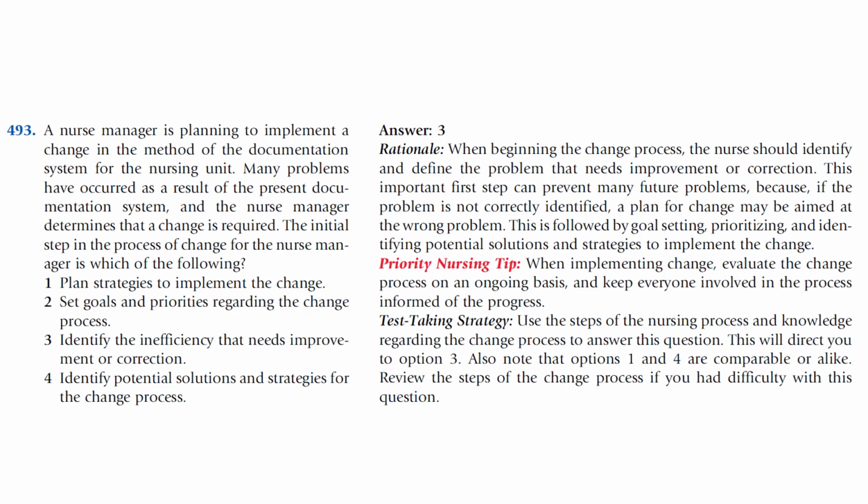Answer: 3. Rationale: when beginning the change process, the nurse should identify and define the problem that needs improvement or correction. This important first step can prevent many future problems, because if the problem is not correctly identified, a plan for change may be aimed at the wrong problem. This is followed by goal setting, prioritizing, and identifying potential solutions and strategies to implement the change.